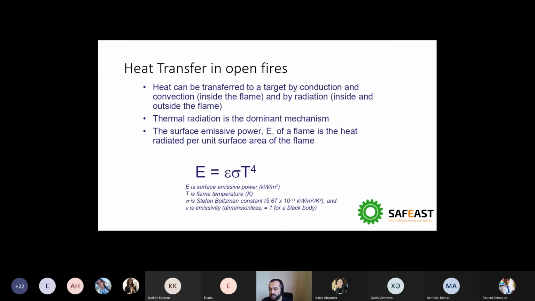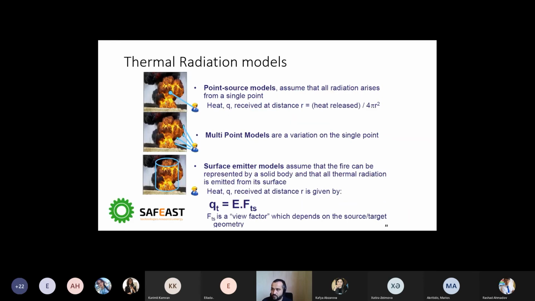And for this purpose, to understand the damage power of the fire, we do a surface emissive power calculation. I'm sure that you're aware of this calculation, and the rest of it comes from the Stefan-Boltzmann law. The surface emissive power is directly related to flame temperature to the fourth power. So you can see there are different thermal radiation models.